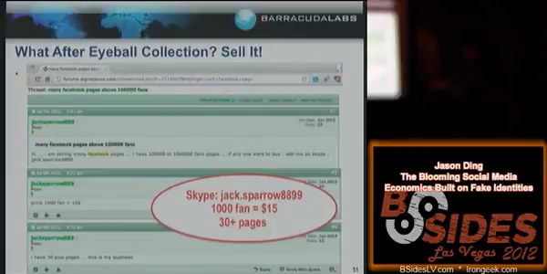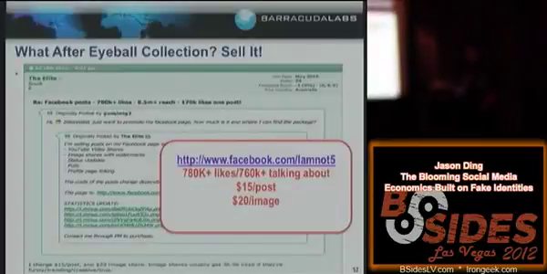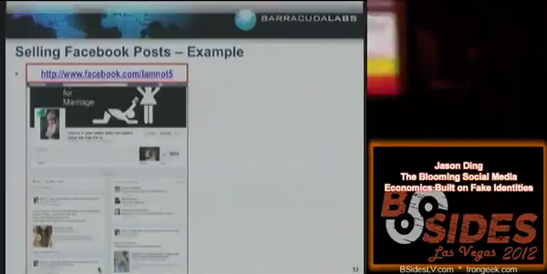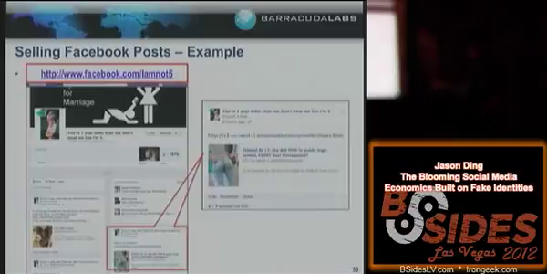You can contact him, write down the names, Skype names. He got like 30 pages already. And this guy has many more likes. They're even selling posts, at the bottom, I'm not sure you can read it, like $15 per post and $20 for an image share. And we did find this guy selling an image share, which is a social engineering scam.